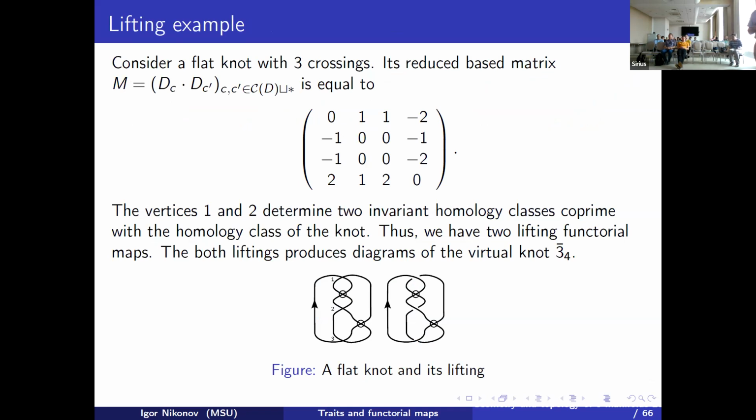And the last example, we can do this for flat knots, that is, for knots up to stabilization. In this example, there are two liftings corresponding to the first and the second crossing, and the result will be a mirror knot to the knot 3.4 from the Gauss table. That's all. Thank you.